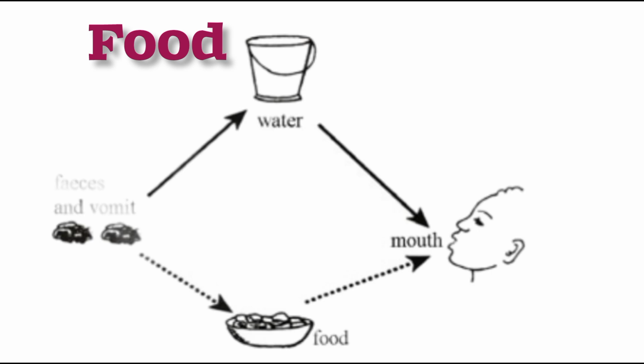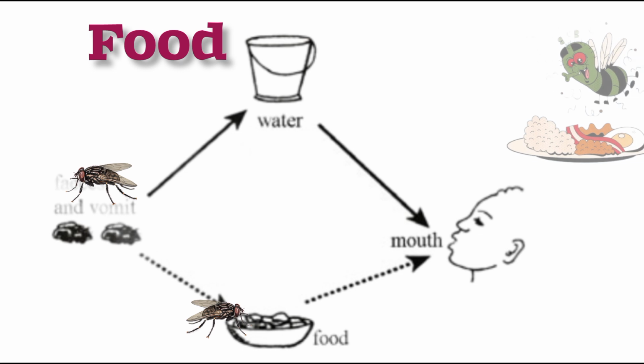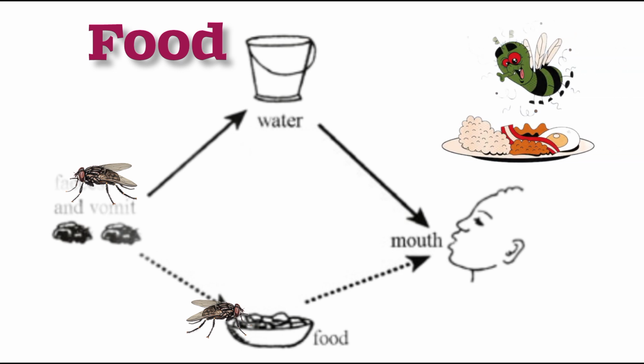Finally, we have food. Food can get contaminated in many ways: through dirty water, unwashed hands, flies, or dirty surfaces. A good example I can give is imagining eating food that was washed in dirty water or handled by someone who didn't wash their hands. The food can carry germs that can cause disease.